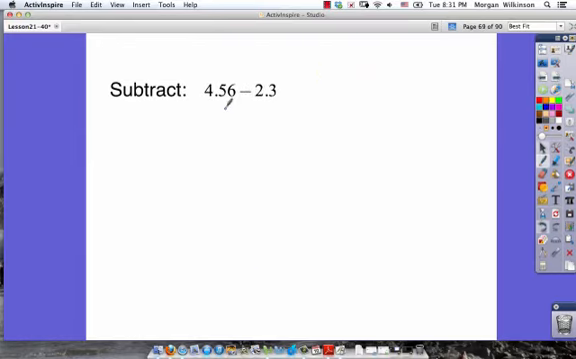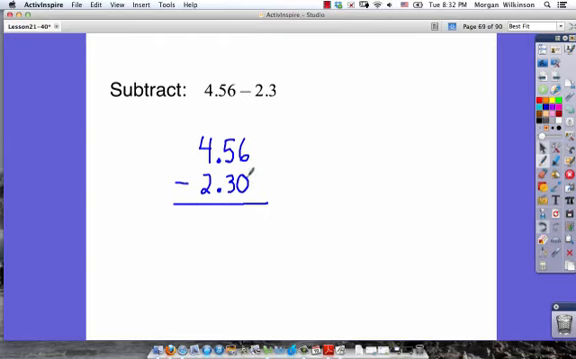Alright, here we're going to subtract. We've got 4 and 56 hundredths minus 2 and 3 tenths. So, 4.56. We know the 4 is in the ones, the 5 is in the tenths, and the 6 is in the hundredths. And we're going to take 2.3 away from that. So we're going to have 2.3. We want all of our place values to be filled, so we're going to add a 0. So we've got something in the hundredth spot of our second number. Now, let's go ahead and subtract.